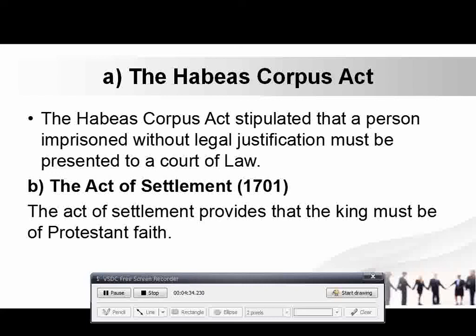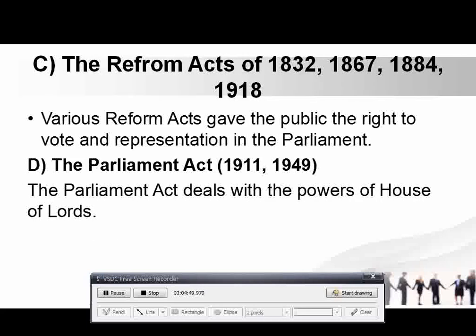After that, we have the Act of Settlement 1701. The Act of Settlement provided that the king must be of Protestant faith. It was about the faith. And the third one, the Reform Acts. The Reform Acts of 1832, 1867, 1884, 1918, various Reform Acts gave the public the right to vote and representation in the Parliament. The Parliament Act 1911 and 1949. The Parliament Act deals with the powers of the House of Lords.